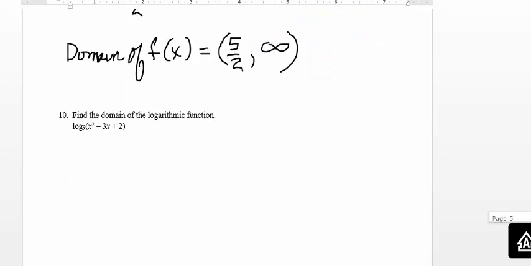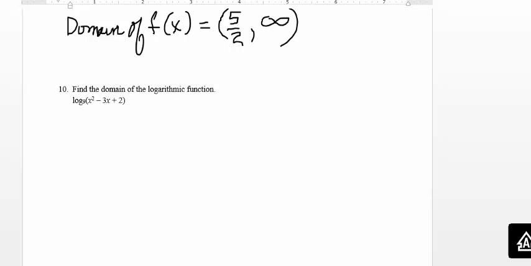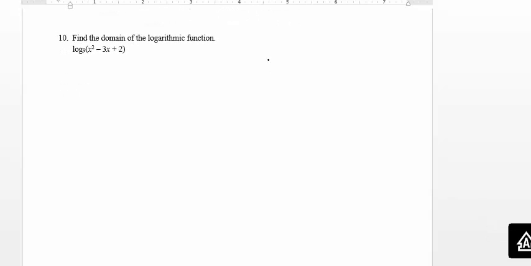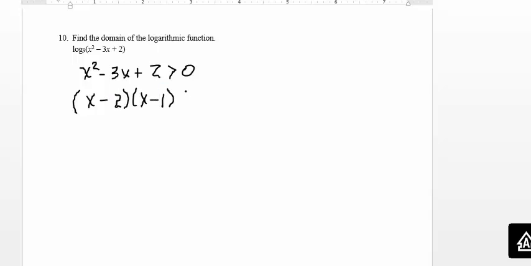Let's take a look at number 10. And on this problem, we want to find the domain again, but this time our function is a little more complicated. We need x squared minus 3x plus 2 to be greater than 0. And this is a polynomial inequality. So we need to factor this polynomial. x minus 2 times x minus 1 needs to be greater than 0.